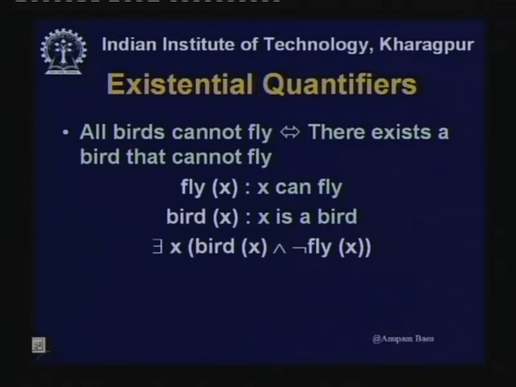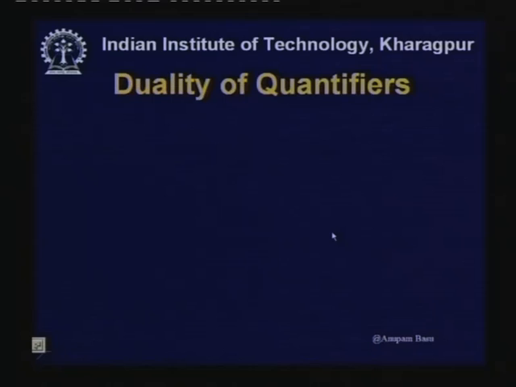So, we can straightaway say all birds cannot fly is equivalent, a bidirectional implication, to there exists a bird that cannot fly, that is, there exists an x such that x is a bird and not fly x. Both these things are true for a particular x at least. In that case, I can prove that well, all birds cannot fly, right.